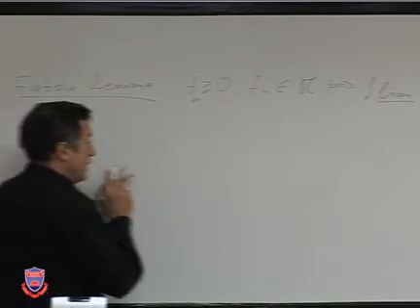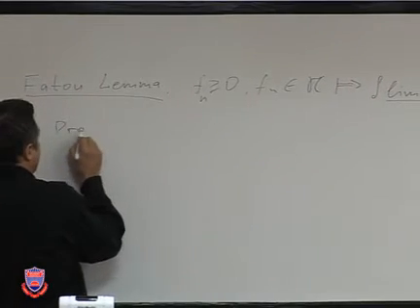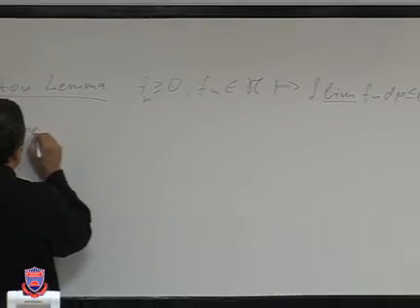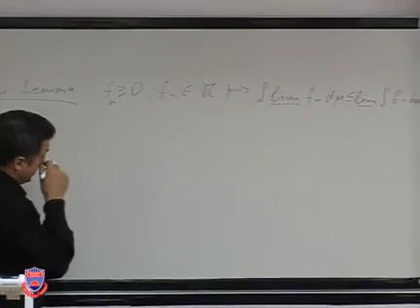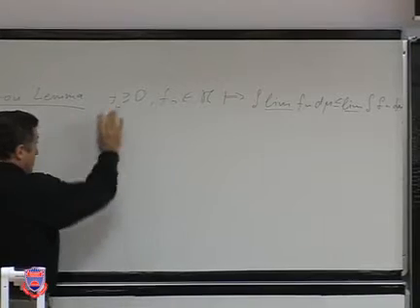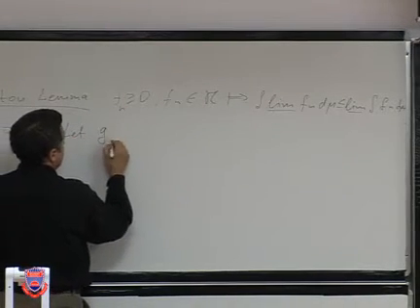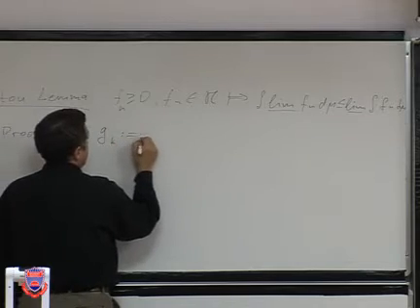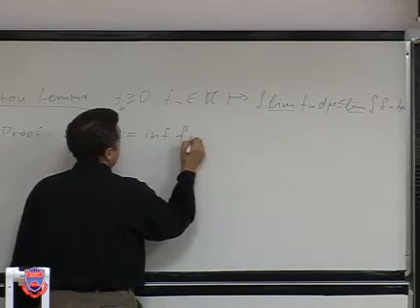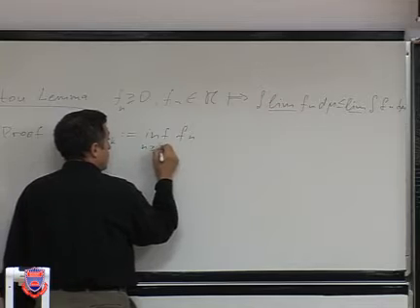Now let us return to this Fatou Lemma. The fact is rather general. Let's prove it. Proof. Given a sequence, we will take the function g_k. g_k by definition is the infimum of f_n, but the infimum for n more or equal than k.